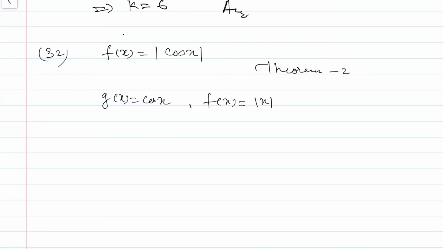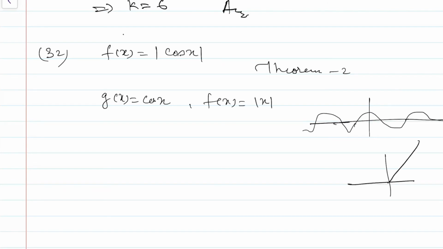Now we know that sin x and cos x are always continuous. If you remember, you have learned in class 11th, the graph of the cos function is like this, and it does not have any break. And the graph of the modulus function is like this. This also does not have any gap. We know that at every point, cos x and modulus x are continuous. So applying theorem number 2, we can conclude that the function, that is modulus of cos x, is continuous.